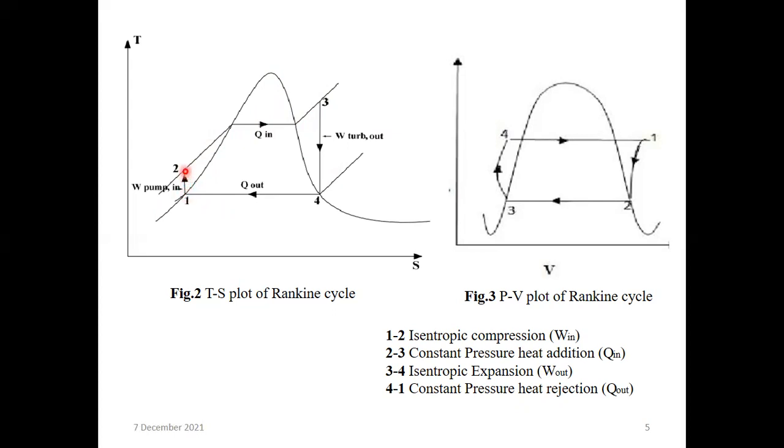And again, 2 to 3, constant pressure heat addition. In the boiler, we are adding the heat at constant pressure. So 2 to 3, these are the constant pressure lines, and that's why we denoted it as Q in. And 3 to 4, isentropic expansion. That steam will enter the turbine, that's why from 3 to 4 we are expanding it down, and we denoted it as W turbine. And 4 to 1, heat rejection at constant pressure, Q out. This is the TS and PV diagram.